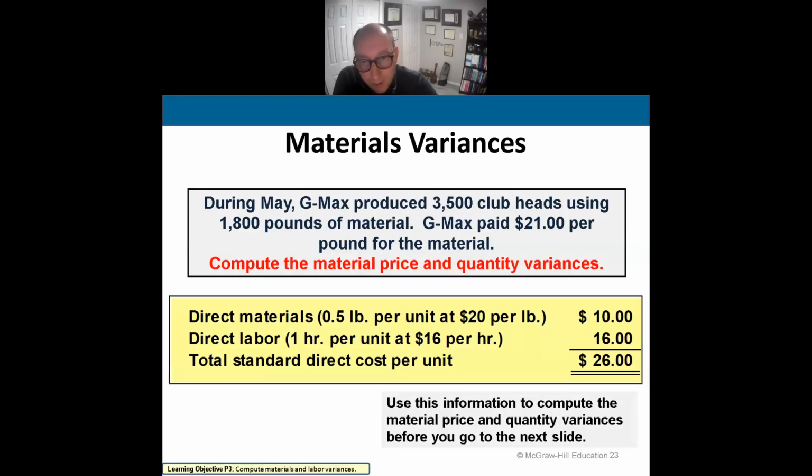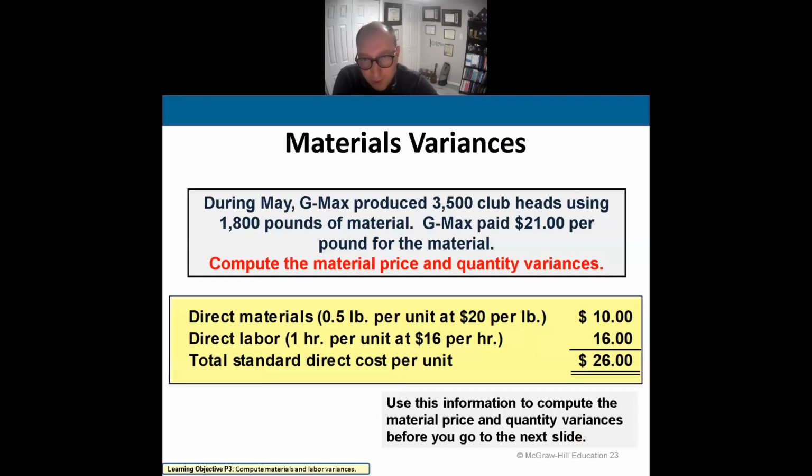So, direct materials, again, I normally use half a pound of aluminum at $20 per pound, is 10. It usually takes me an hour per golf club at $16 per hour, that's 16. Total per golf club is 26.